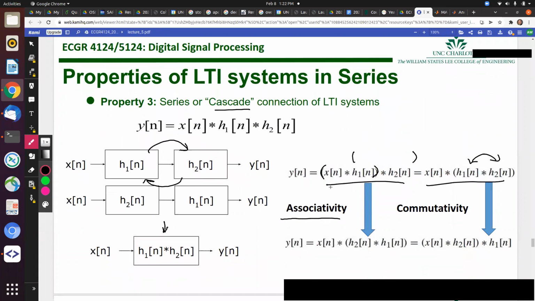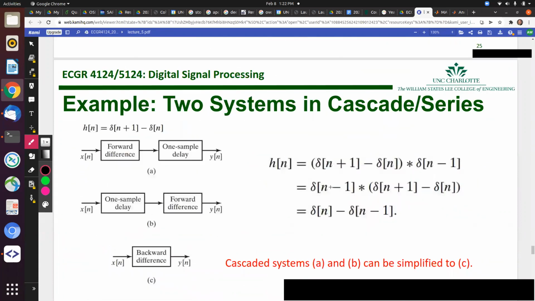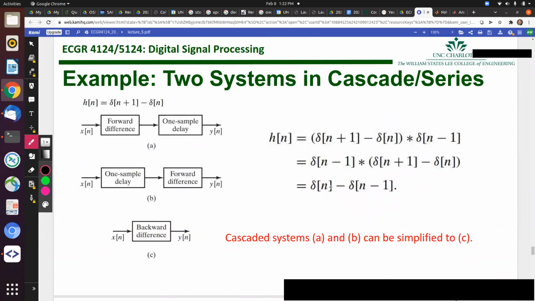Same principles apply to systems and sequences. Okay, so here's a system. This is the forward difference system. So this is our system. We have a forward difference system followed by a one sample delay. The one sample delay, you can represent as the system delta of n minus 1. Why can I do that? If I take x of n, some arbitrary signal, and I convolve it with delta of n minus 1, what do I get as output?